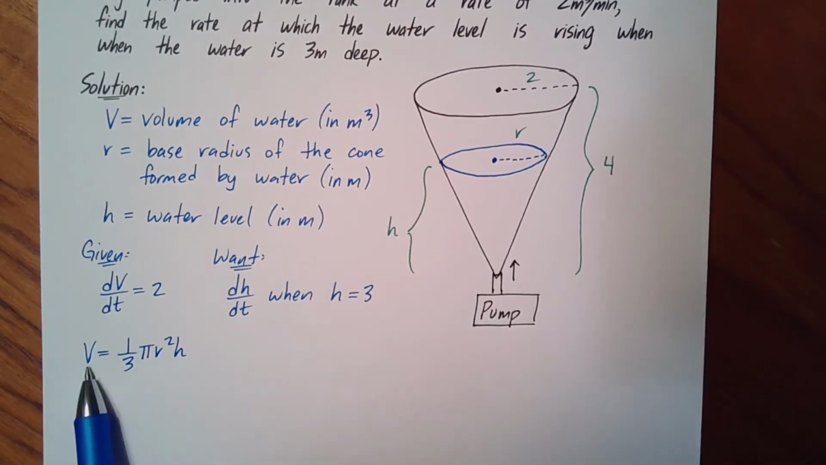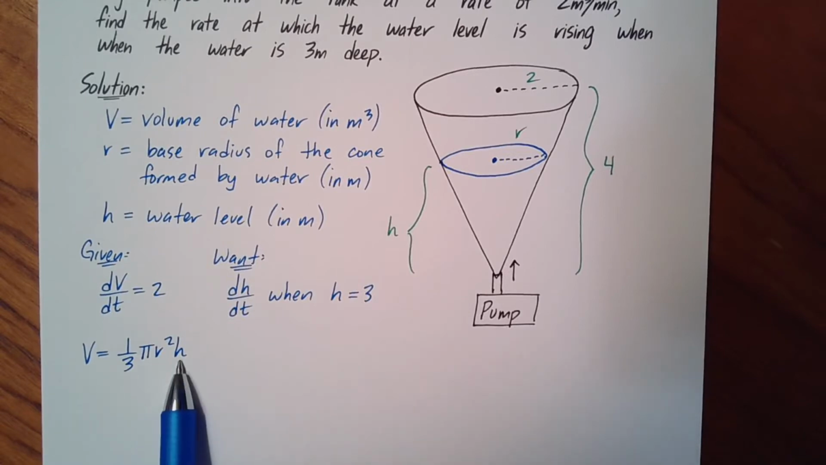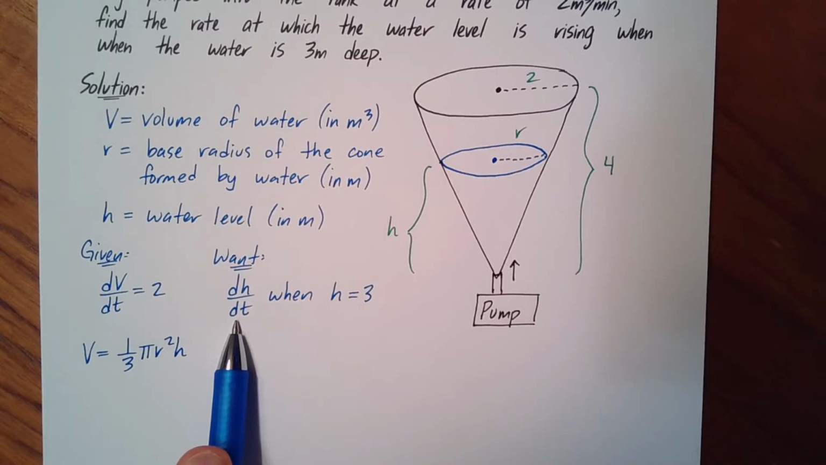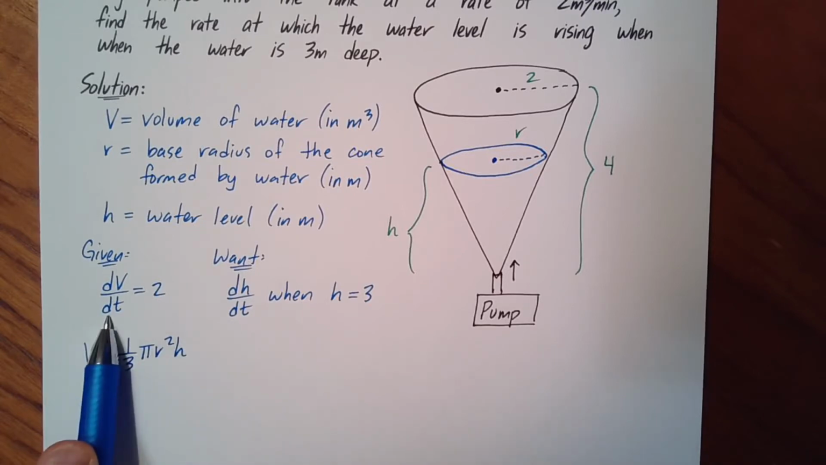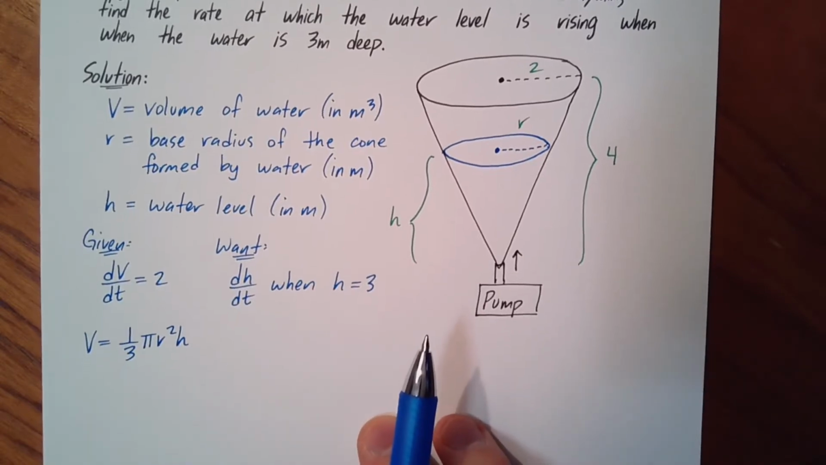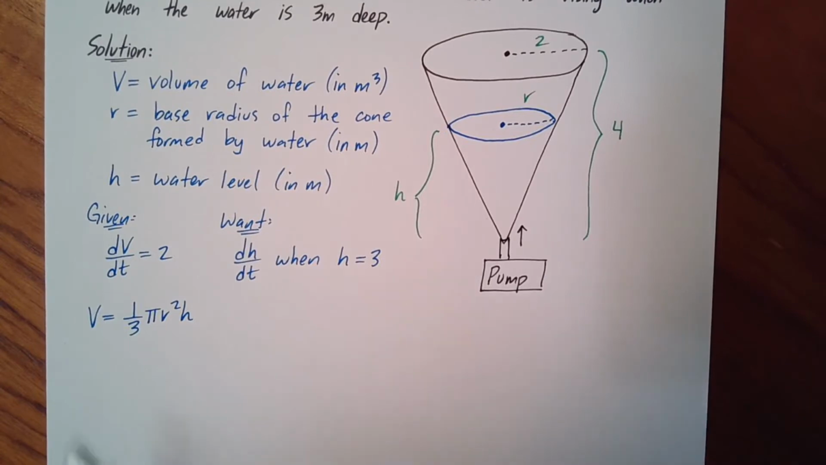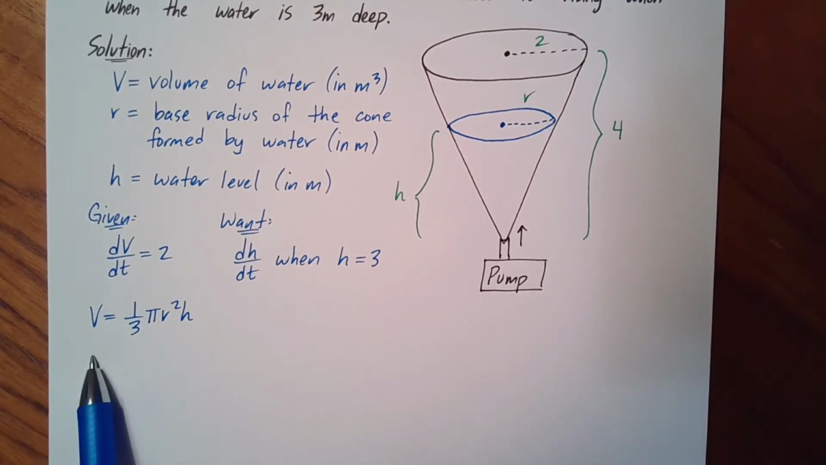This is a relationship between volume, radius, and height. We're only given information about how height is changing and how the volume is changing. If we differentiate both sides with respect to time here, we're going to introduce an equation that has many quantities. It's going to have dV/dt, the rate of change of volume, the rate of change of the radius, and the rate of change of the height.